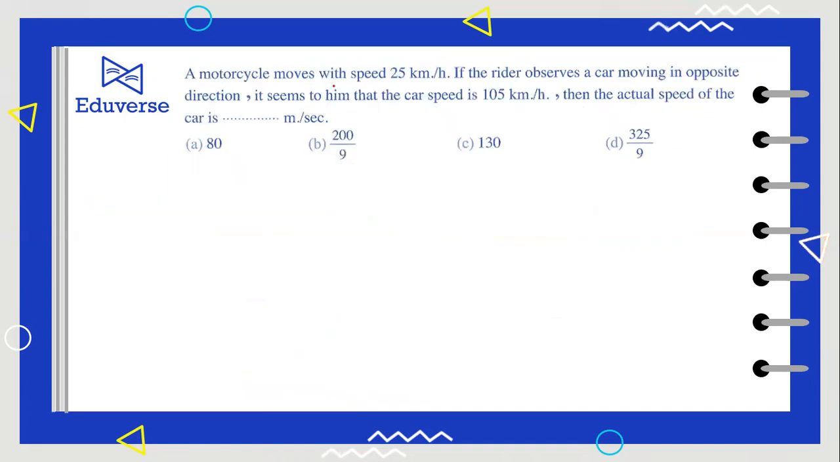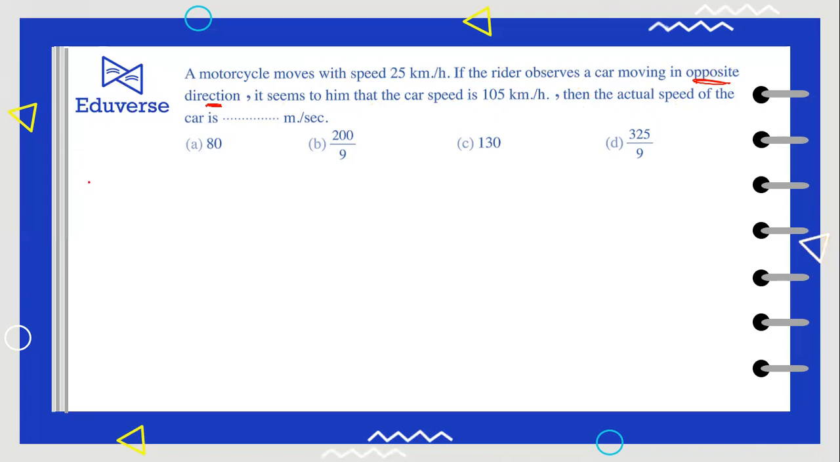Next one, a motorcycle moves with a speed of 25 kilometers per hour. If the rider observes a car moving in the opposite direction, that means their velocities have different signs. It seems to him the car speed is 105. That's not the actual speed of it. It just looks like that to him. Okay, then the actual speed of the car equals what?